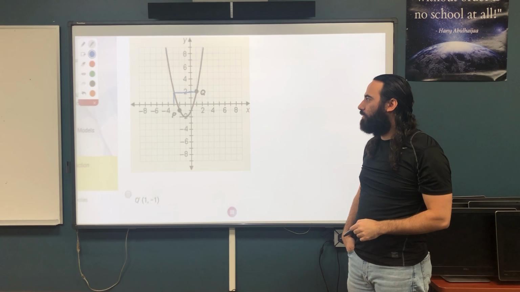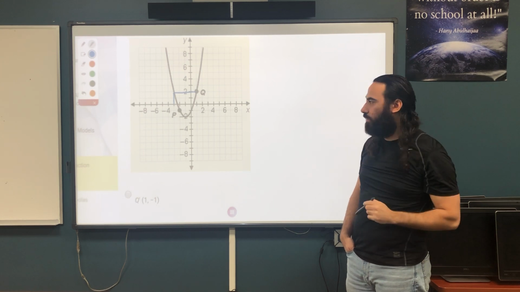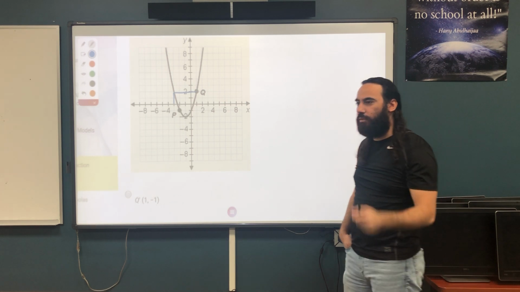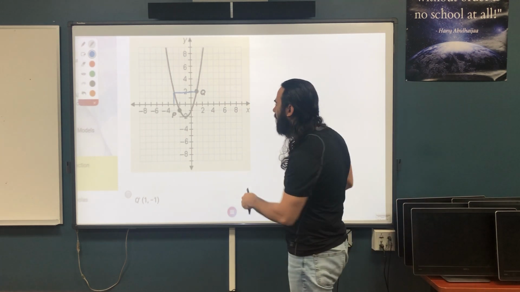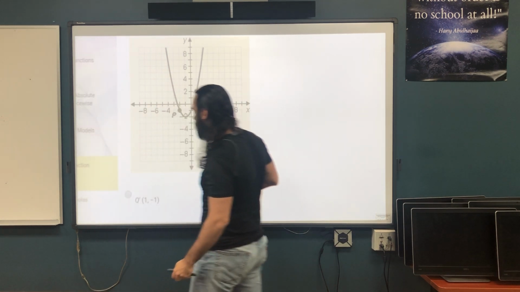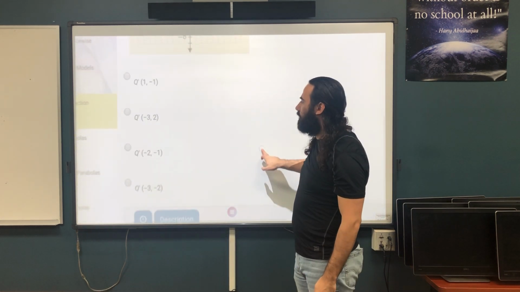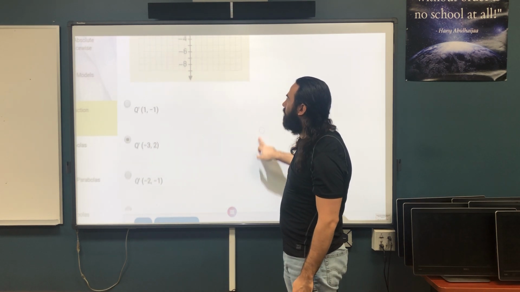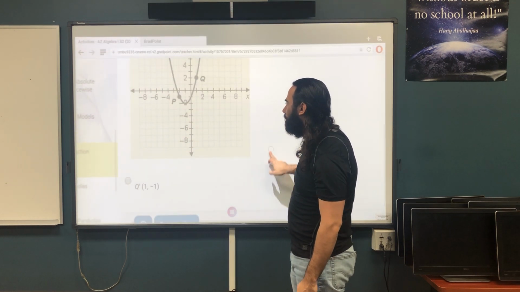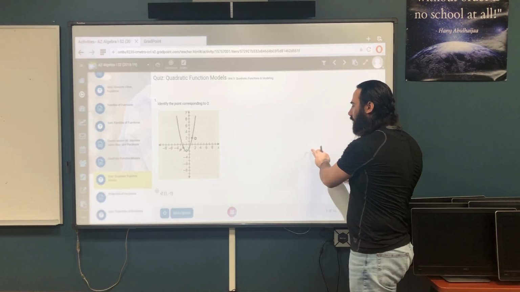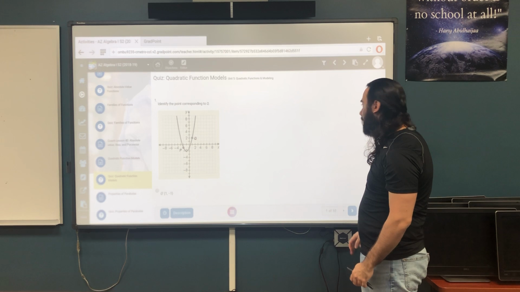That's the only thing you need to do. Just draw a horizontal line. Okay, so it's going to be -3 and 2. It always has to have the same y value. So if we see the choices, as you can see, it's -3 and 2. Let's go to the next one.